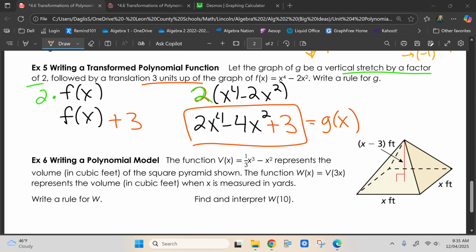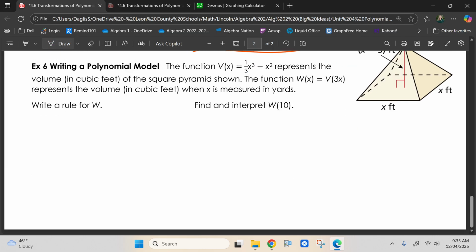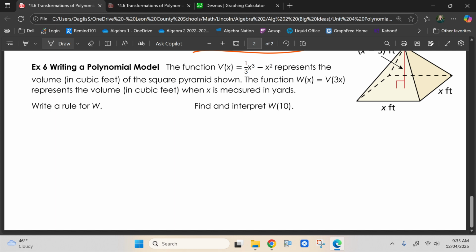All right, so now we're going to move on to our word problem. It says writing a polynomial model. The function v of x equals 1/3 x cubed minus x squared. This represents the volume in cubic feet of the square pyramid shown. The function w of x, equal to v of 3x, represents the volume in cubic feet if my x is being measured in yards instead of feet. Write a rule for w.